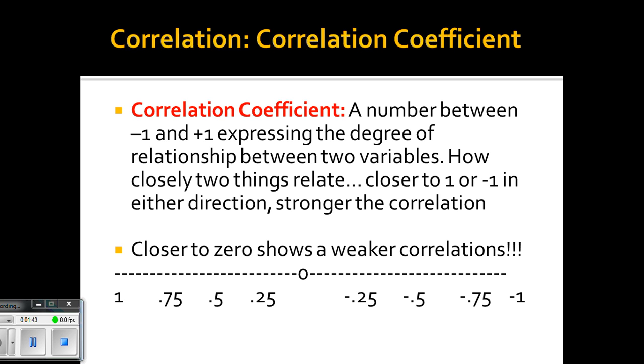So if we were looking at a positive correlation, I gave you, let's say, 0.8 and 0.25. Which one would have a stronger correlation? Well, 0.8, because it's closer to 1. It works the same way for the other side, closer to -1. So if I gave you -0.4 and -0.75, which one is stronger? The -0.75, because it's closer to -1.